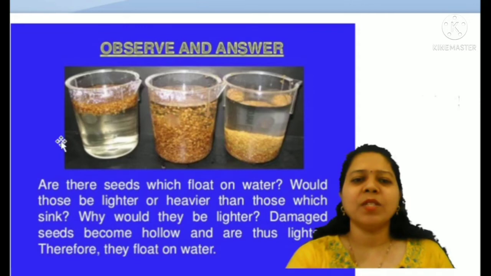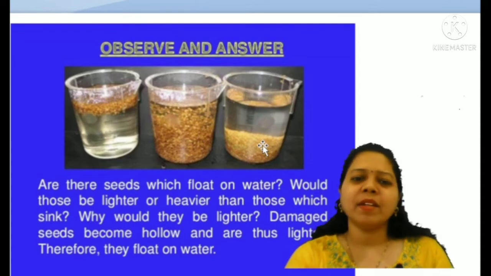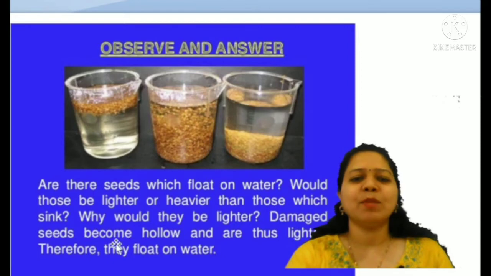After that, we observe that some seeds are floating, some are settled down at the bottom, and some are floating as well as settled down at the bottom. Now, which seeds are better? Why would they be lighter? Damaged seeds become hollow and are thus lighter. Therefore, they float on water.